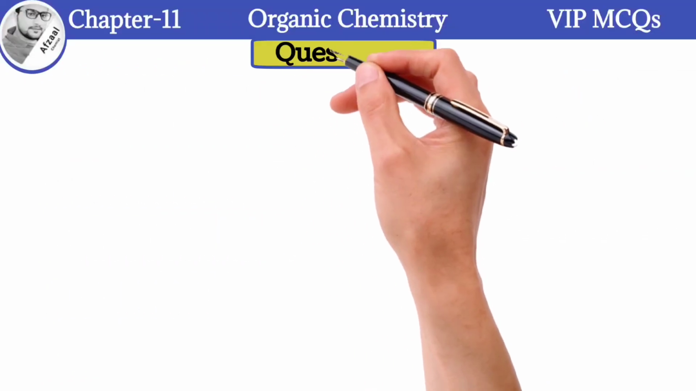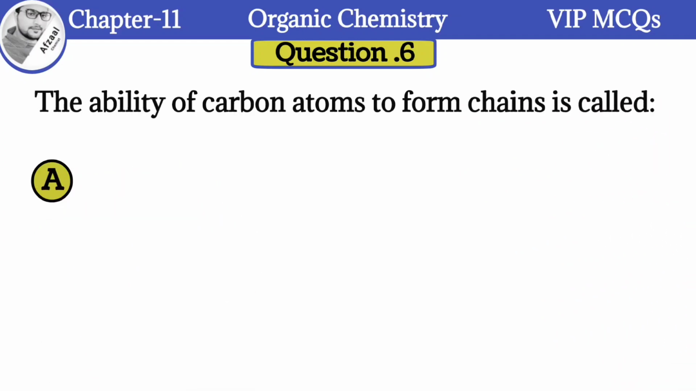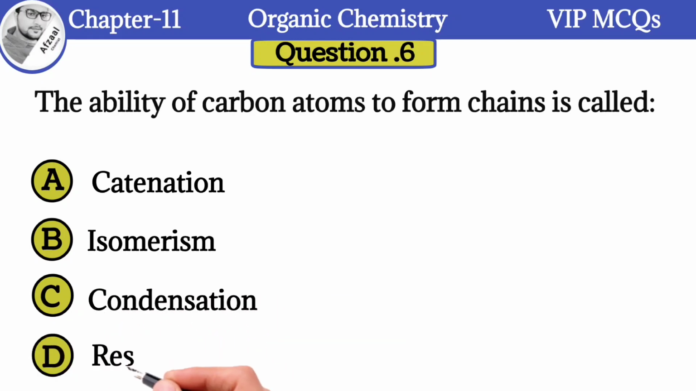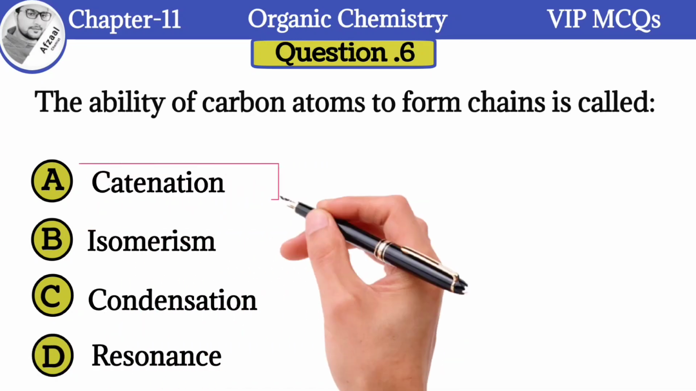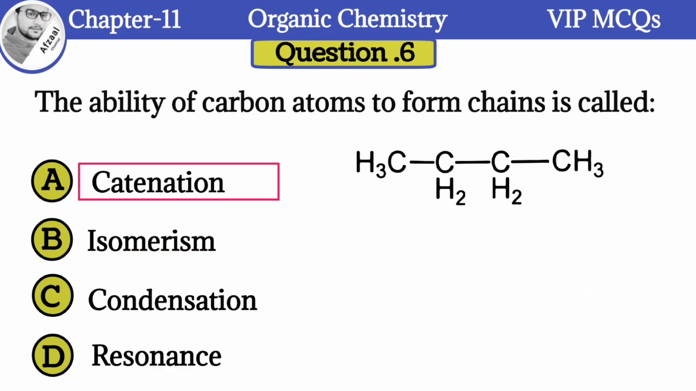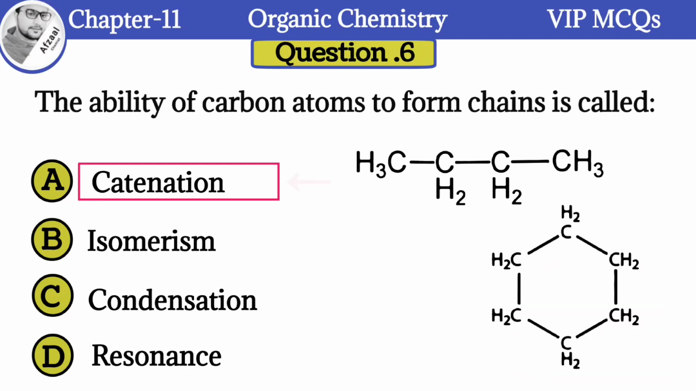Question number 6 is: the ability of carbon atoms to form chains is called? Option A is catenation. Option B is isomerism. Option C is condensation. Option D is resonance. The correct option is catenation. Carbon atoms have a self-linking ability to form long chains and large rings. This property of carbon is known as catenation.